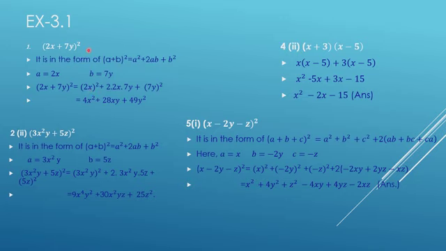Now, these questions have been taken from your class 9 ICSE mathematics book of ML Agarwal. Now, I've numbered the questions as per the textbook. So, the first question is (2x + 7y) whole square. Now, you see this is in the form of (a + b) whole square. So, the formula for calculating (a + b) whole square is a square plus 2ab plus b square. So when you put the values of a and b in this equation, you get the answer.